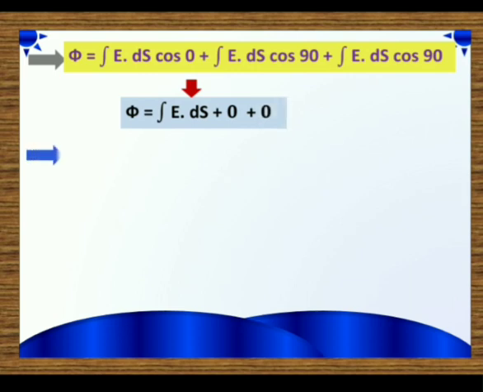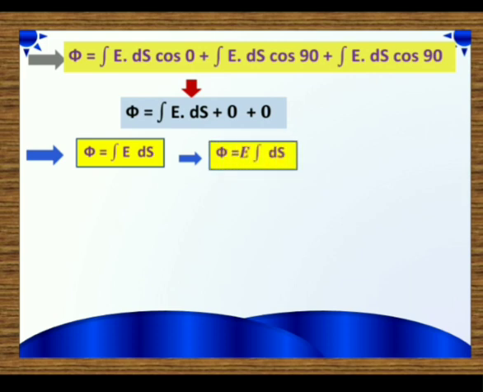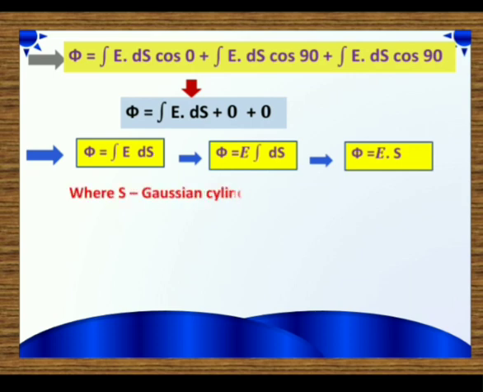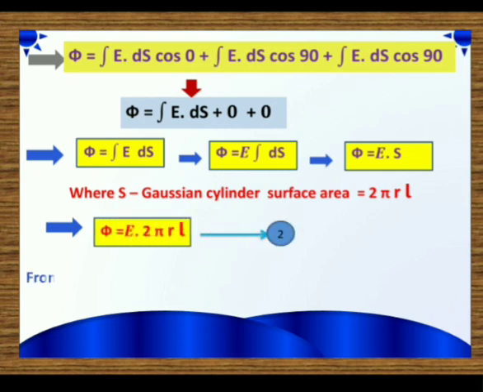That means what you will get? Phi is equal to integral E dS. Keep E outside and integrate it. Phi is equal to E integration dS, integration and differentiation cancel. Now my phi is equal to ES. What is S? S is the surface area of the Gaussian cylinder. What is the surface area? Generally the cylinder surface area formula is 2 pi RL, right? R is the radius, L is the length. Now substitute this one. Now what will I get? Phi is equal to E into S, with S replaced by 2 pi RL.